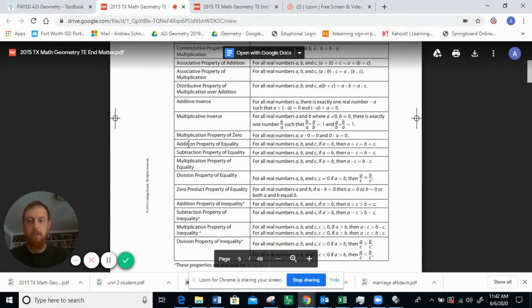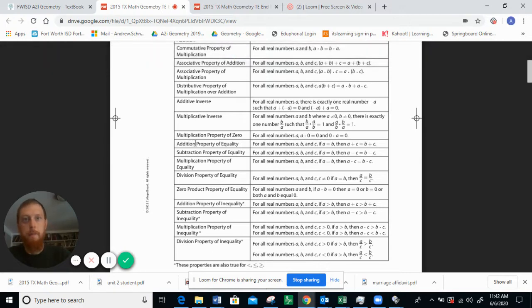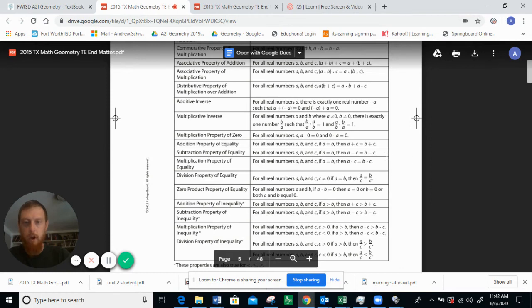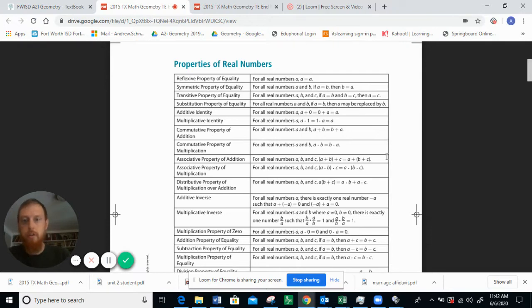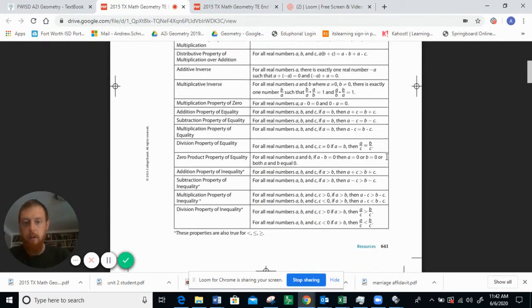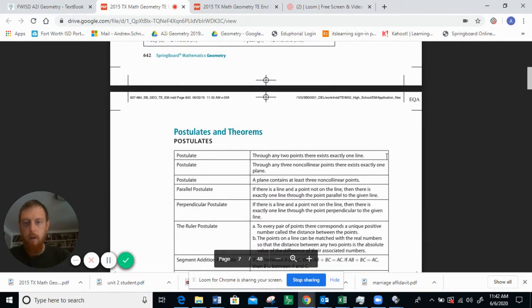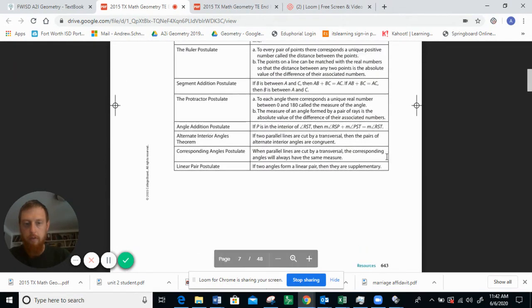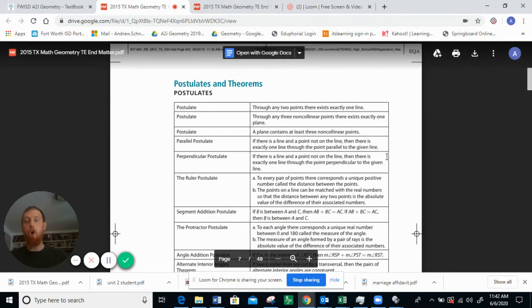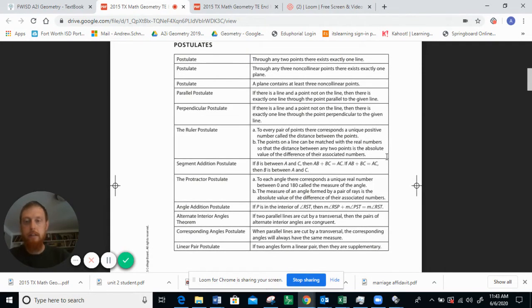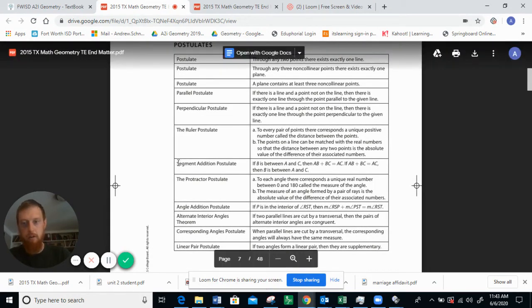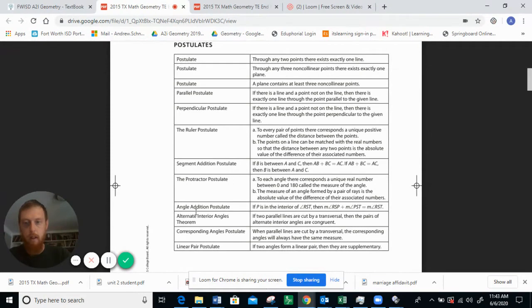Here are all our properties of equality, where doing the same thing to both sides of an equation keeps the value of the equation the same. So this can be helpful as a resource to have all your properties in one place. Then if you scroll down to page 643, here's a list of all the postulates and theorems that we're going to use in this class. In this lesson, we're going to talk about the segment addition postulate that you learned about in activity 4. We're going to talk about the angle addition postulate.